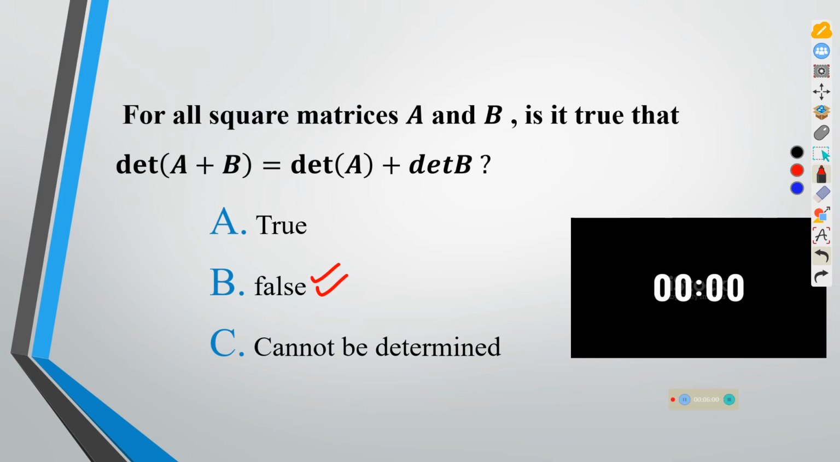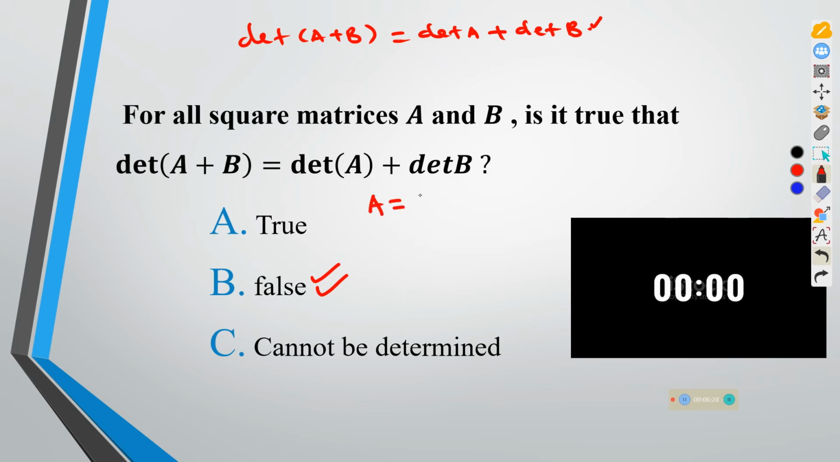While the determinant of A plus B in some cases can be the same as the determinant of A plus the determinant of B, this does not happen in all other cases. In some cases this can be true, but in many cases this cannot happen. We can consider any of the examples.